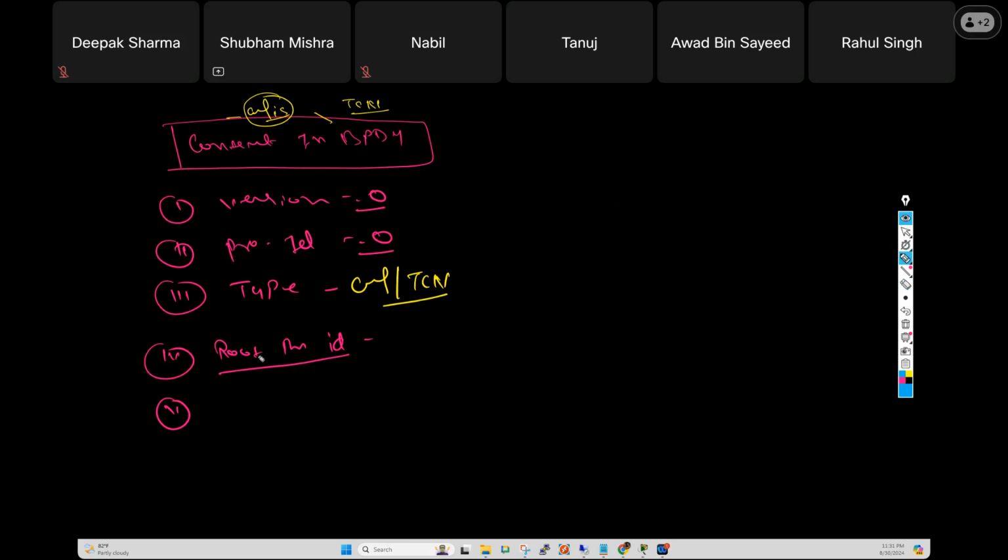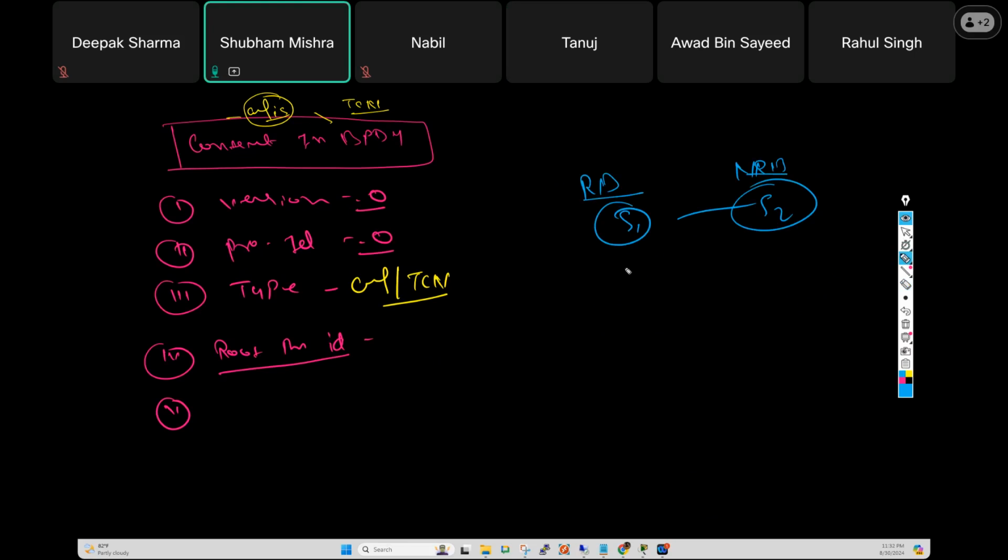I hope you understand the root bridge ID now. Root bridge ID means the bridge ID of the root bridge. Once the election happens, for example, this one will become the root bridge and this one is the non-root bridge. Now this one sends the BPDU, and this one also sends the BPDU. So in this BPDU, what is the root bridge?